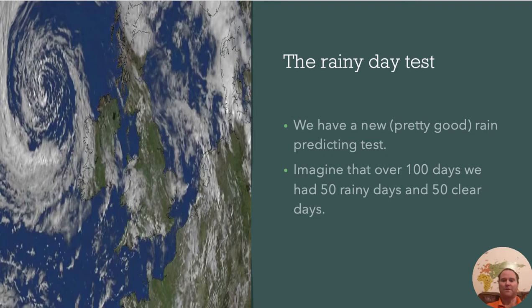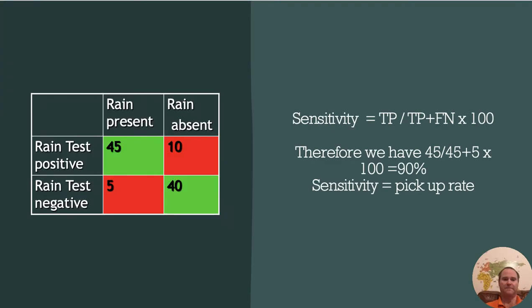So what we're going to do is use a pretend test called the rainy day test. I would like you to imagine that we now have a new and pretty decent rain predicting test. And imagine that over 100 days we had 50 rainy days and 50 clear days.